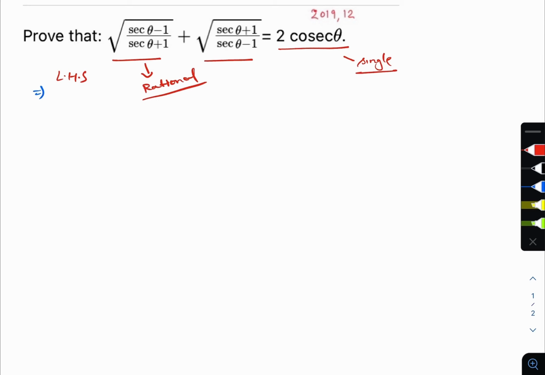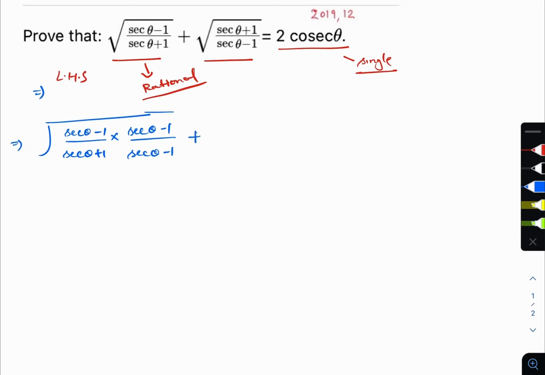So what we will do here is just do the rationalization in the left hand side in both the terms. The first term, inside the square root only, is secant theta - 1 upon secant theta + 1 into secant theta - 1 upon secant theta - 1. This is the first term here, plus square root of secant theta + 1 upon secant theta - 1 into secant theta + 1 upon secant theta + 1 here. So this is the LHS and we have done the rationalization in both the terms.